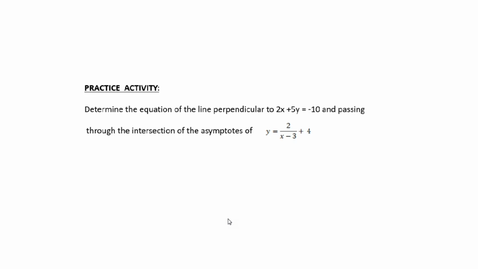As I leave you now, I want you to take home this practice activity, which asks you to determine the equation of the line perpendicular to 2x plus 5y is equal to minus 10, and passing through the intersection of the asymptotes of the given equation. So you may have to do a little bit of homework to find out what an asymptote is.